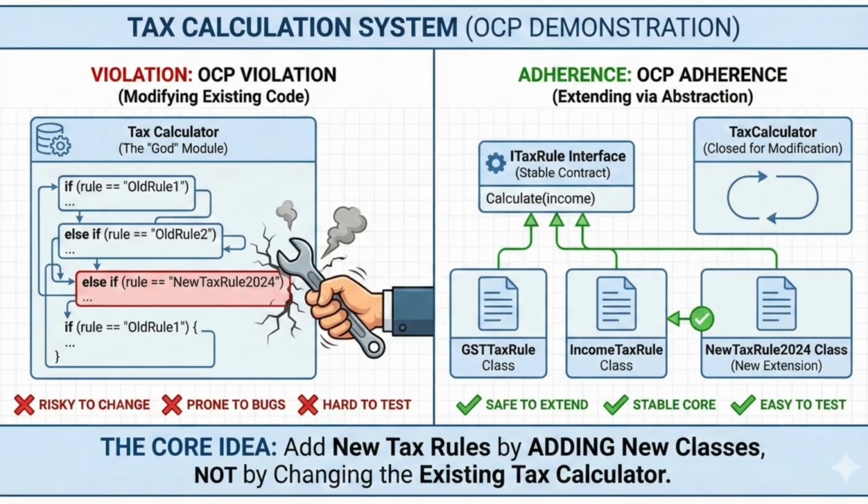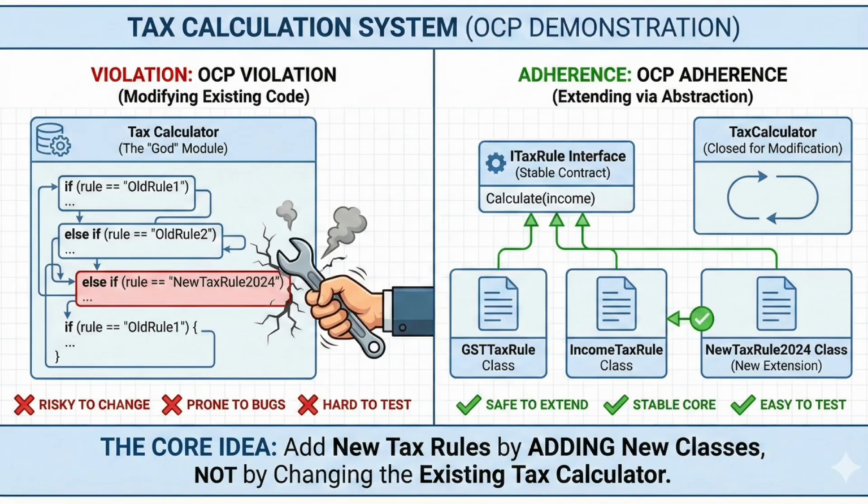Every time the government updates tax policy, developers must reopen this same calculator, change its logic, and add more conditions. This is extremely risky, because modifying existing working code can easily introduce new bugs. It also makes the system hard to maintain, hard to test, and highly unstable as it grows. This completely violates the open-closed principle because we keep modifying instead of safely extending the system.